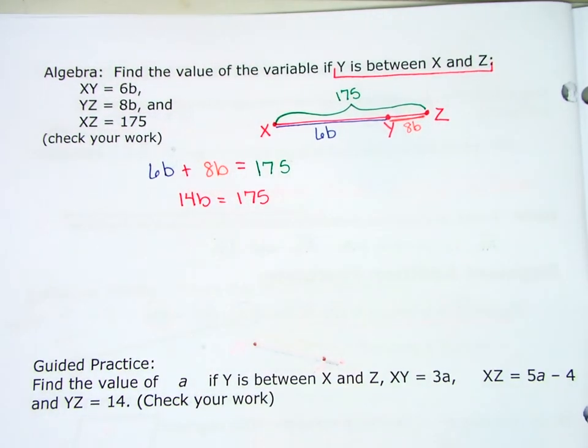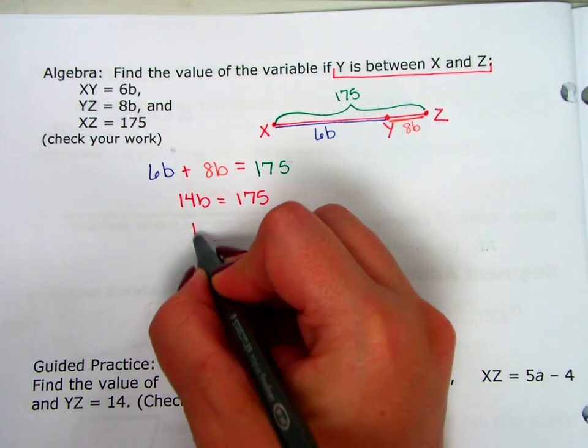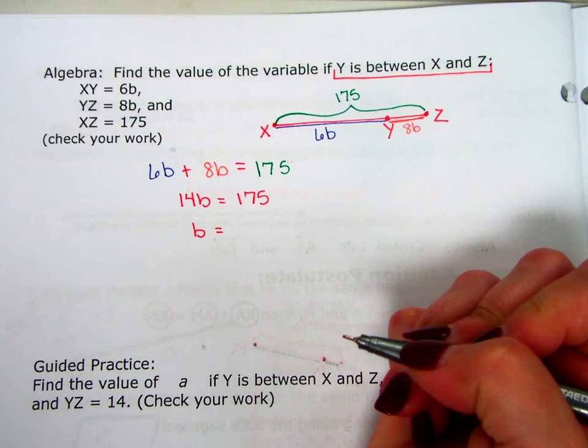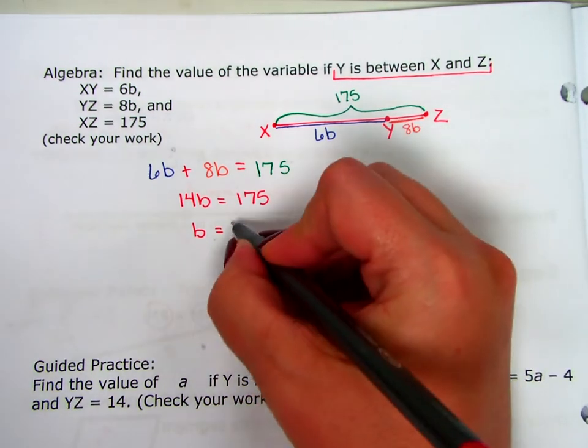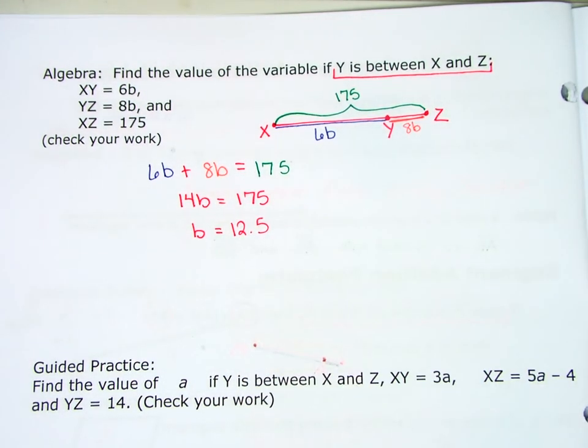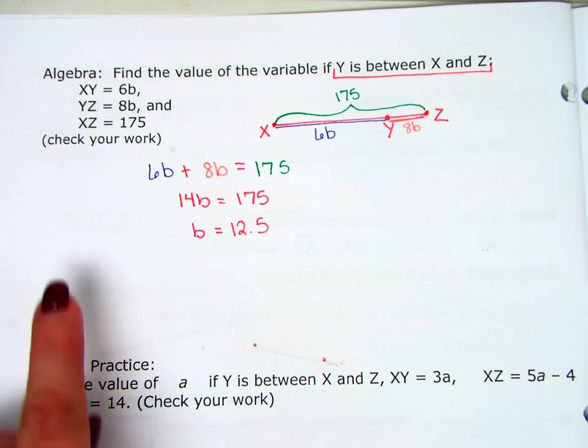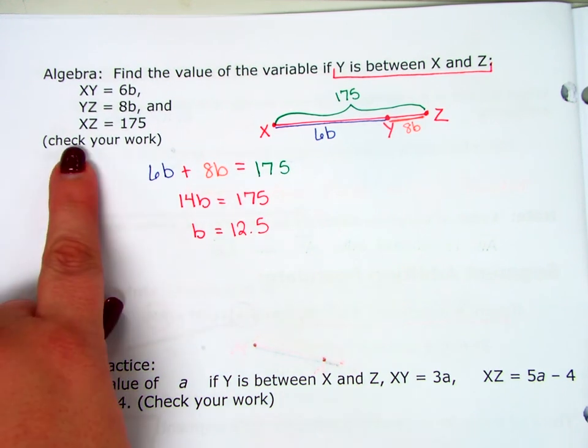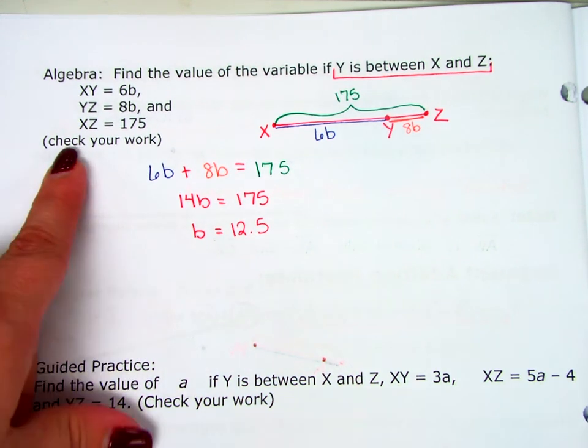Then what? Divide both sides by 14. And so b equals 12.5. Am I done? No, because it tells me to check my work. So I want to check my work.